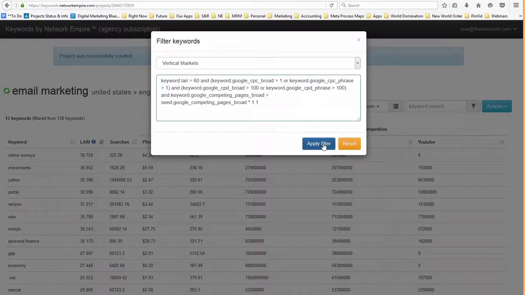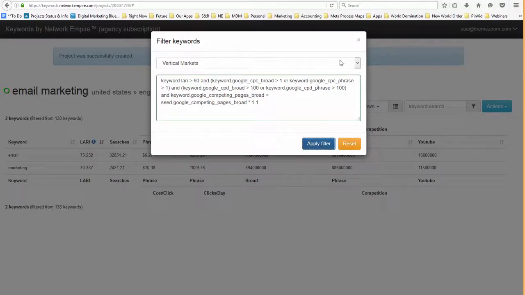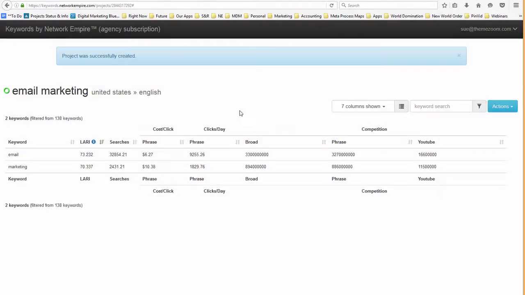So let's apply this filter and see what this brings us back for email marketing. As would be expected, we get email and we get marketing. Sometimes you get other ideas in there as well, you might get something like online marketing. It all just depends on what keywords came back in the drill and what the verticals are for that particular market.